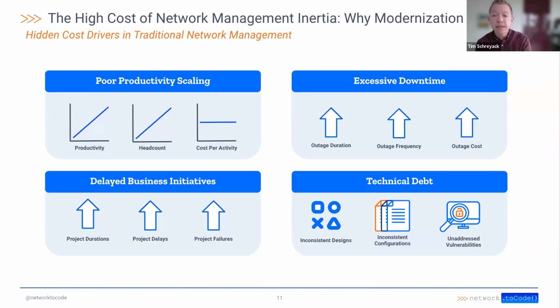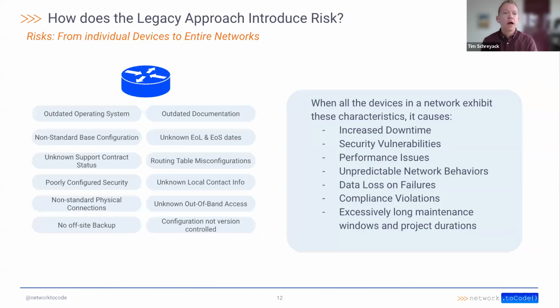We keep kicking the can down the road and thinking we will deal with that someday in the future. We end up with excessively complex networks because we have inconsistent design, we have inconsistent configuration, we have unaddressed vulnerabilities. These all end up coming to impact us at some point. And we just pray and hope that it doesn't, right? But that is not a strategy. How does a legacy approach introduce risk? So not only is there a cost to it, but there's also risk.